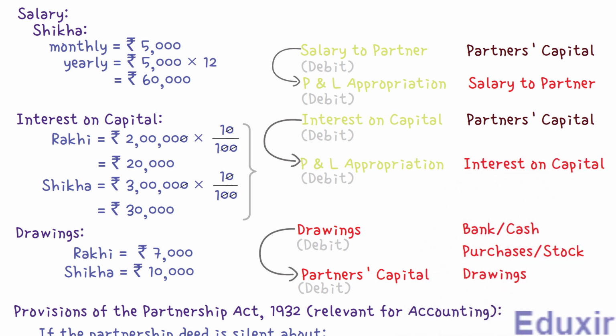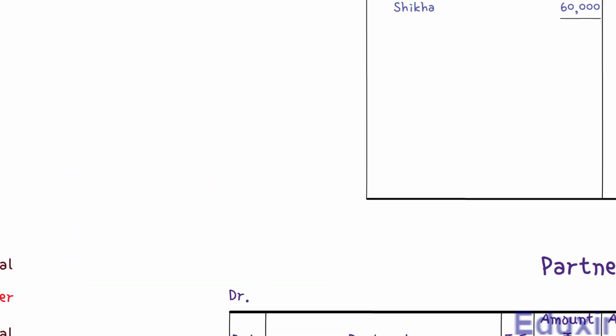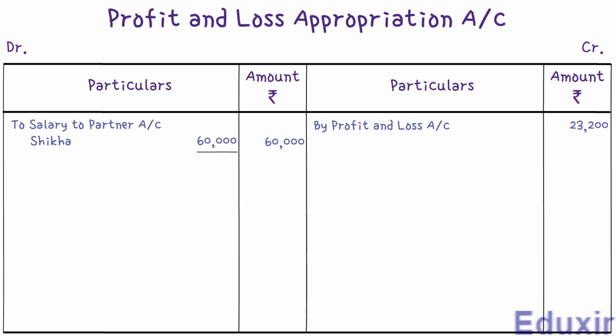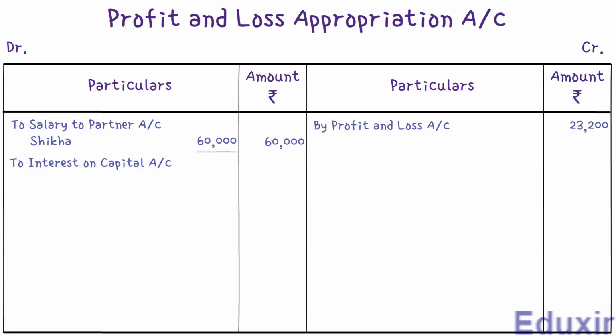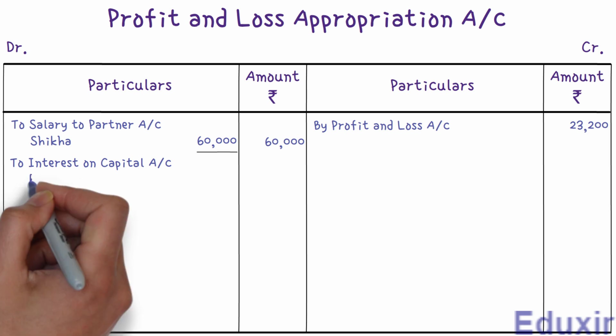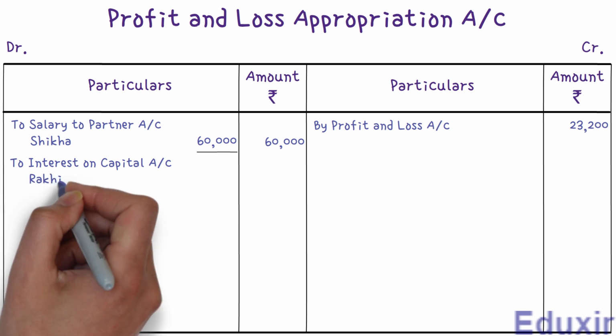Now, as we have already discussed, the preparation of the interest on capital account is not in the scope of this problem, so let's leave out the interest on capital account related credit entry. Let's directly post the profit and loss appropriation account related debit entry into the profit and loss appropriation account. Let's first write the subheading "To interest on capital account" on the debit side of the profit and loss appropriation account. Let's then write the partner Rakhi's interest on capital, which is 20,000 rupees.